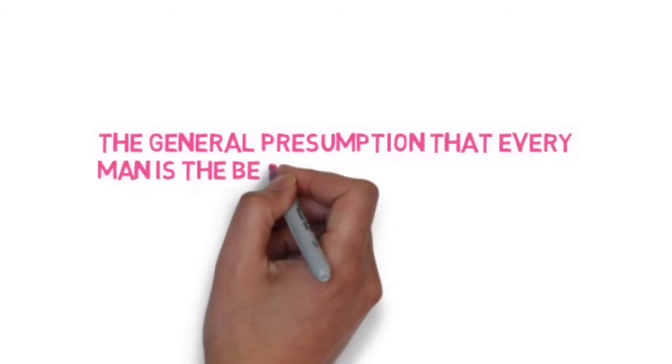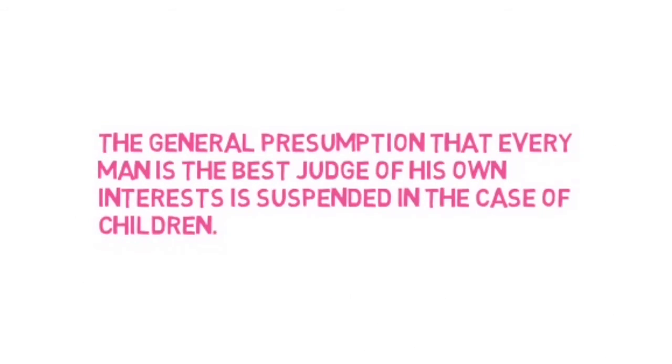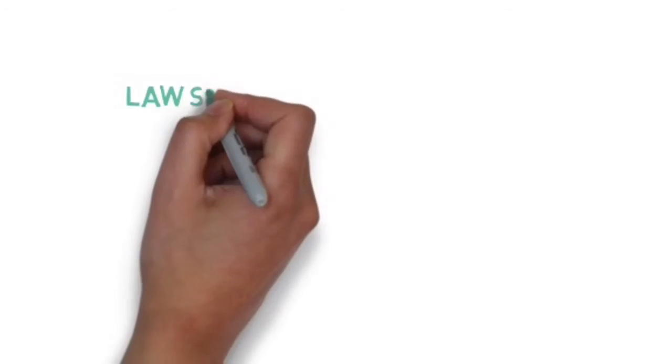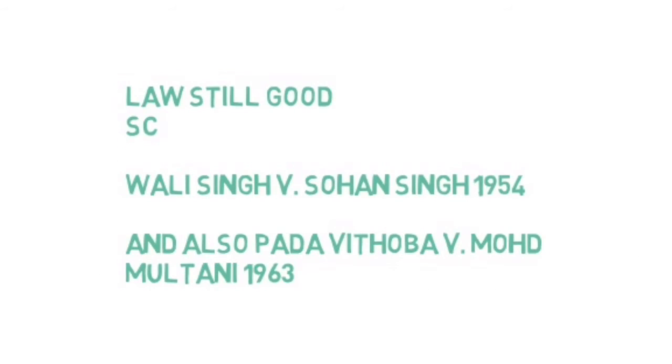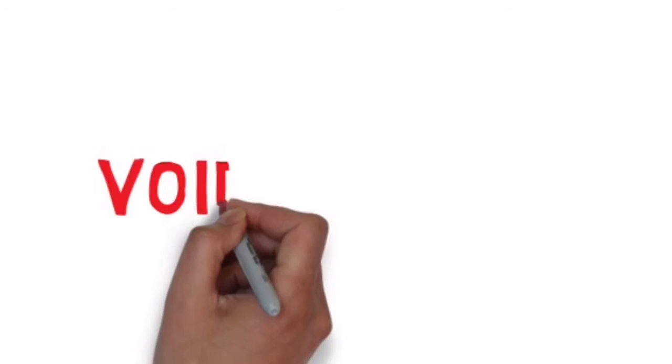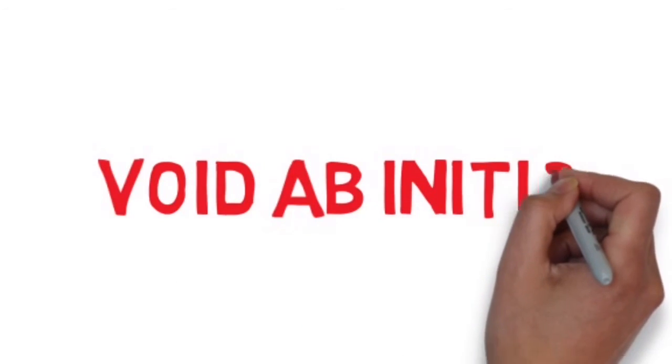Take that, Kedarnath Mittar. The court went on to hold that the general presumption that every man is the best judge of his own interest is suspended in the case of children. And this law still holds good and has been reiterated by the Honorable Supreme Court in the case of Khan Gul versus Lakha Singh, which is a 1954 judgment, and also in the case of Padma Vithoba versus Muhammad Multani, which is a 1963 judgment. So the contract of a minor is void ab initio.